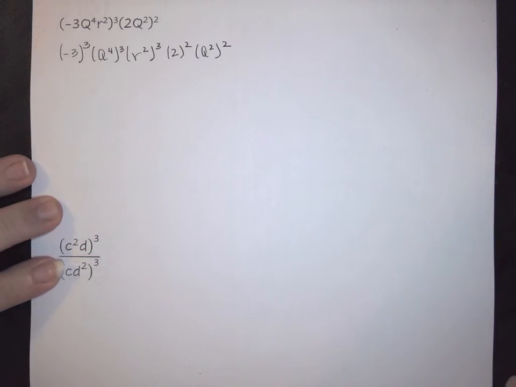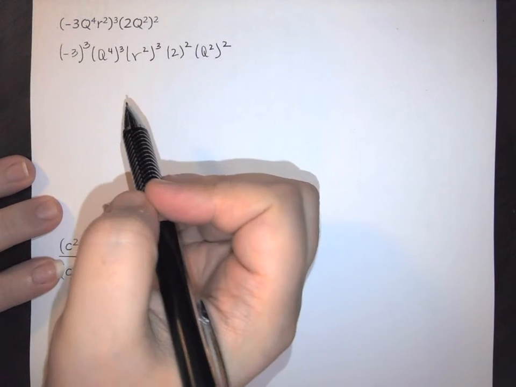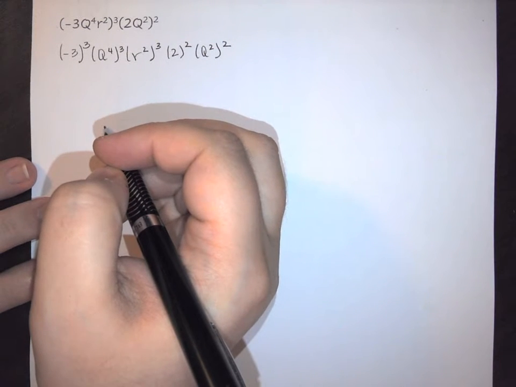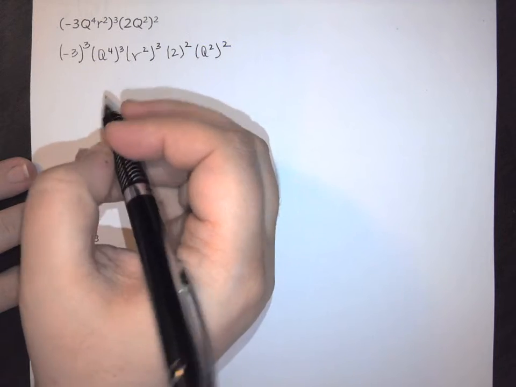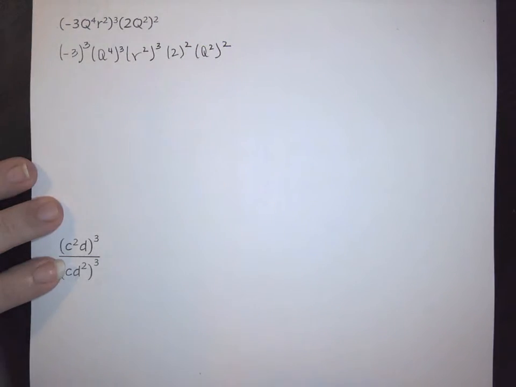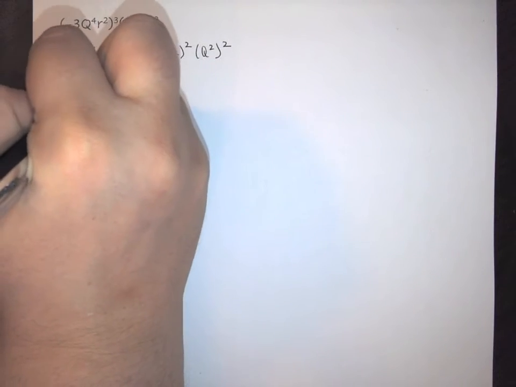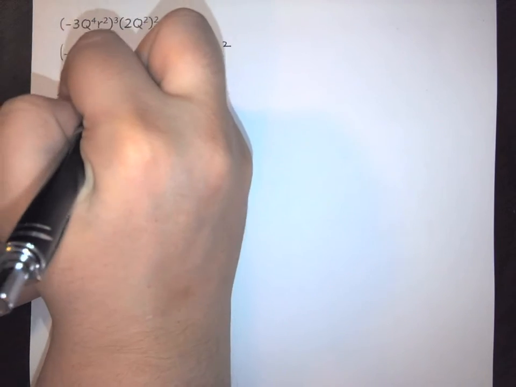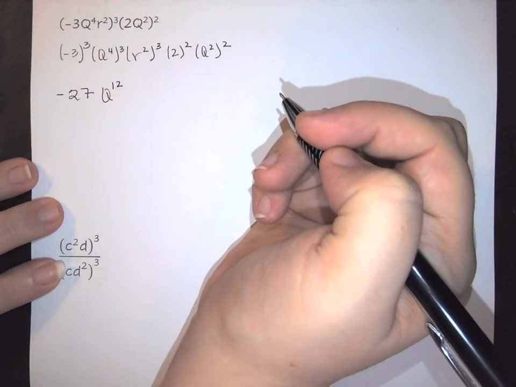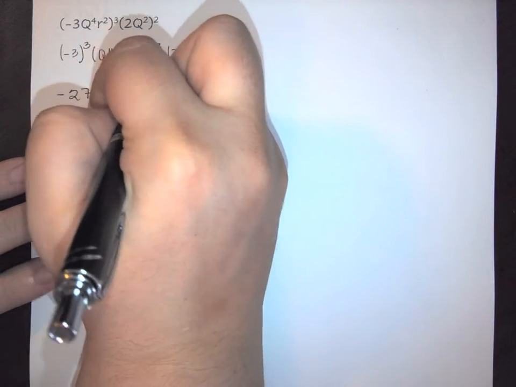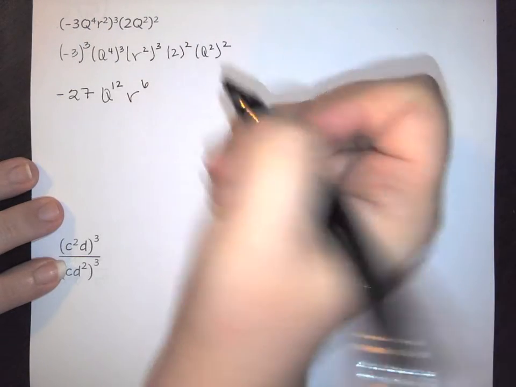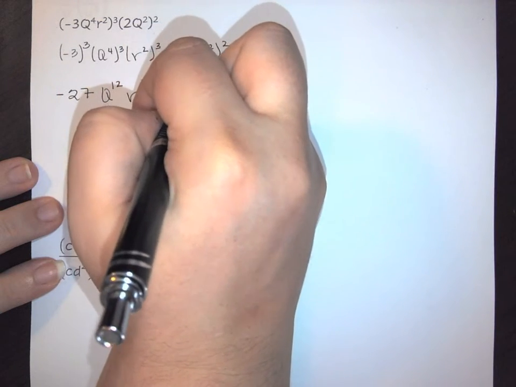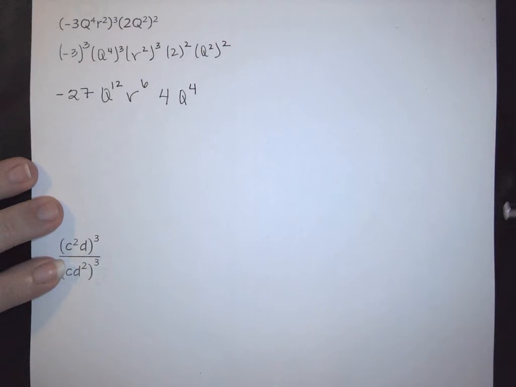So power to a power says, again, multiply your powers. So in this first one, we're going to have -3 cubed. So -3 times -3 times -3 is -27. And then we're going to have q to the 4 times 3. So this is q to the 12, because 4 times 3 is 12. And then we're going to have r to the 6, because 2 times 3 is 6. Then here we're going to have 2 squared is 4, and we're going to have q to the 4, because 2 times 2 is 4.